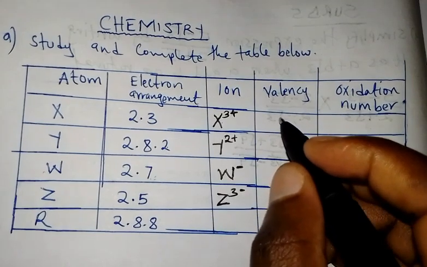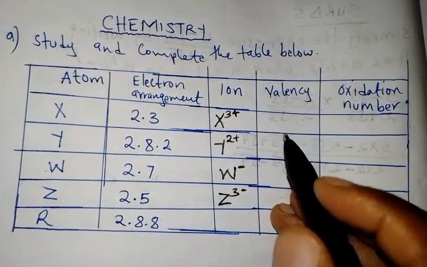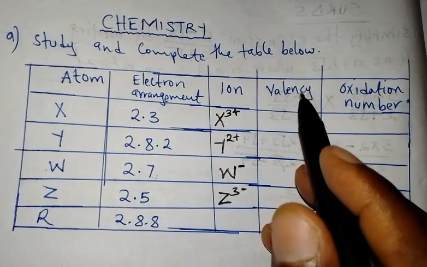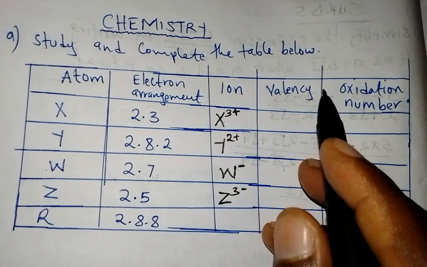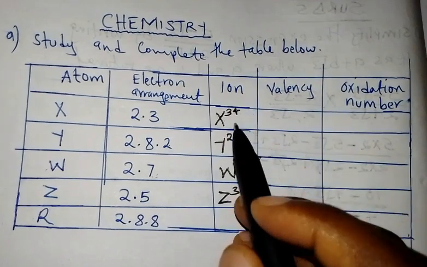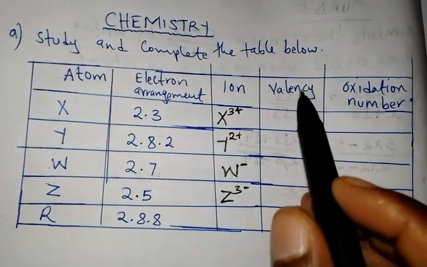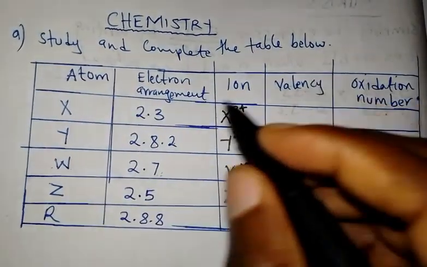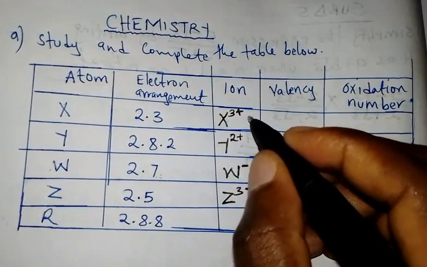So let us look at the valency. From the definition of the term valency, valency is defined as the number of electrons an atom gains or loses for it to be stable. So with that knowledge, then we can be able to determine the valencies of the atoms that we have already looked at. Let us start with the first atom, that is the atom X.